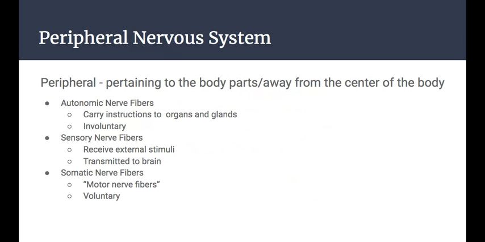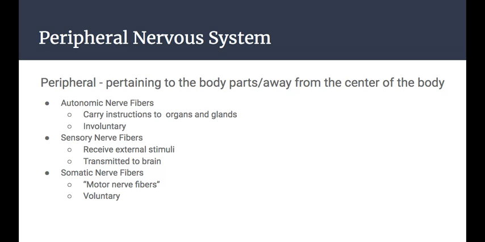So, moving on to the peripheral nervous system. We have autonomic nerve fibers. These carry instructions to organs and glands. They are involuntary. Autonomic means automatic, involuntary. These nerve fibers work without having to be told. You don't get to specifically tell these nerve fibers what to do. They automatically do it themselves.